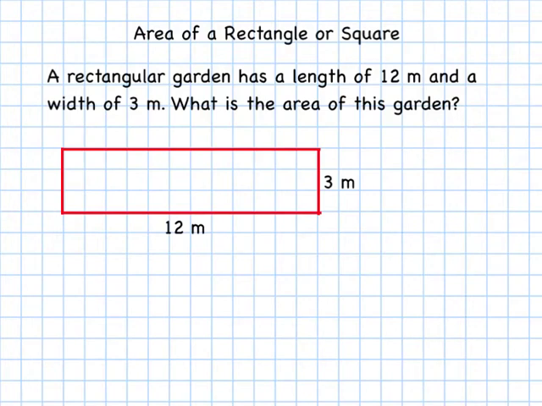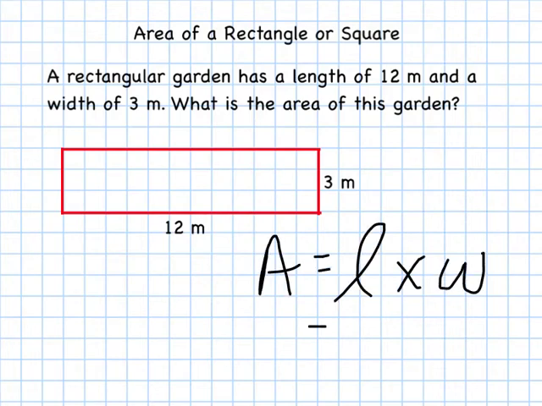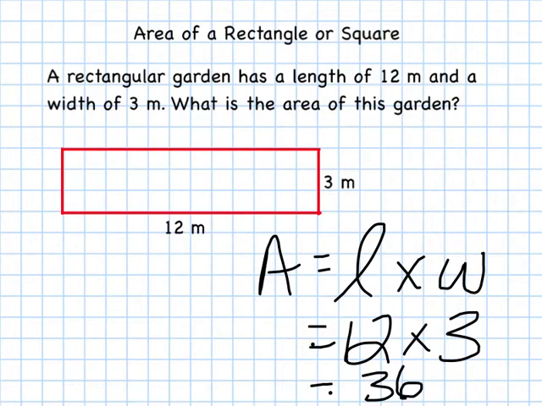Let's look at this question, and it's asking us to draw a diagram for a rectangle that has a length of 12 meters and a width of 3 meters. So here's my rectangle, and again, you could count the squares to find area. I can use my formula that area equals length times width. I can substitute numbers, 12 times 3, and again, 12 times 3 we know is 36 meters square.